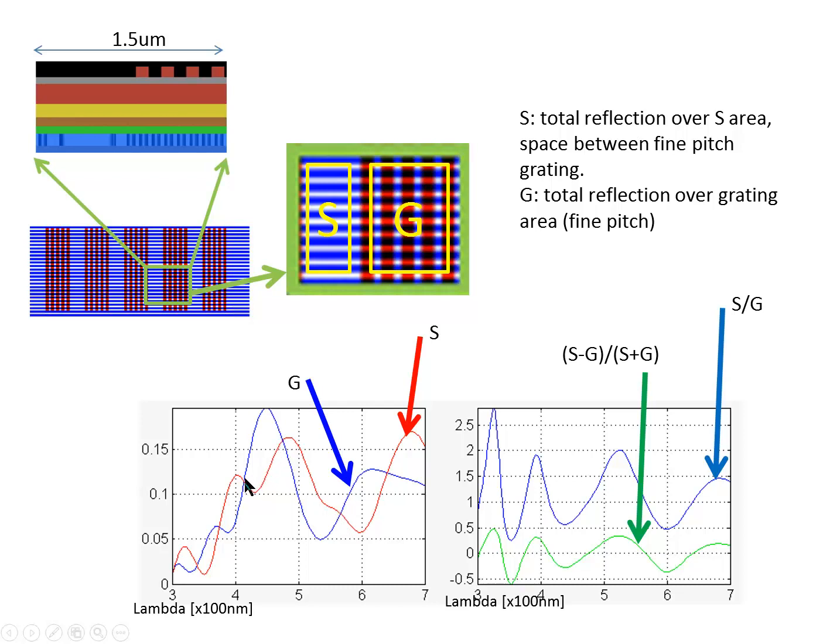We would like to have a good contrast at the green, and maybe choose a smart filter that gives good contrast in several areas, like here, here, here, and here. And if we accumulate these narrow bands around this spectral range, we can accumulate good, demanded contrast for S over G, or S minus G over S plus G.